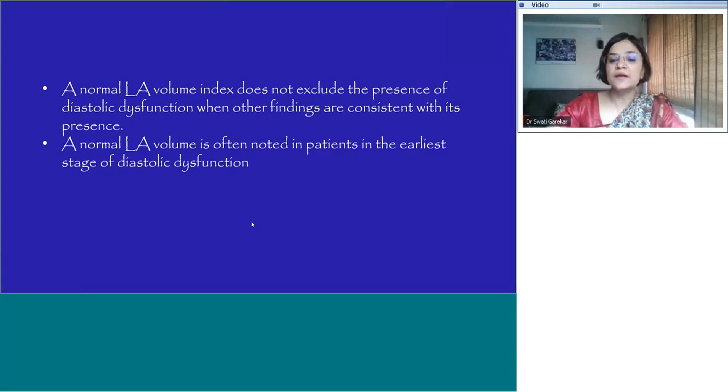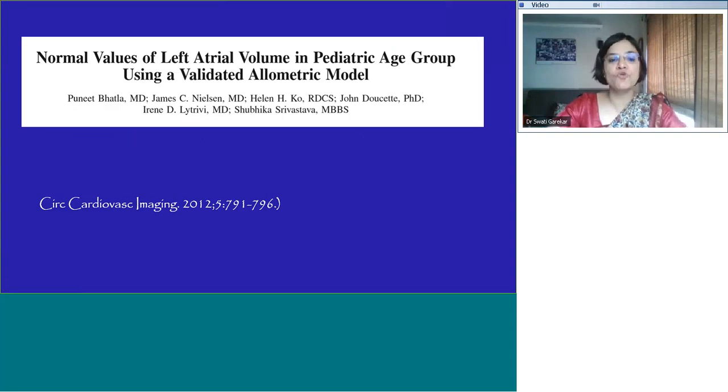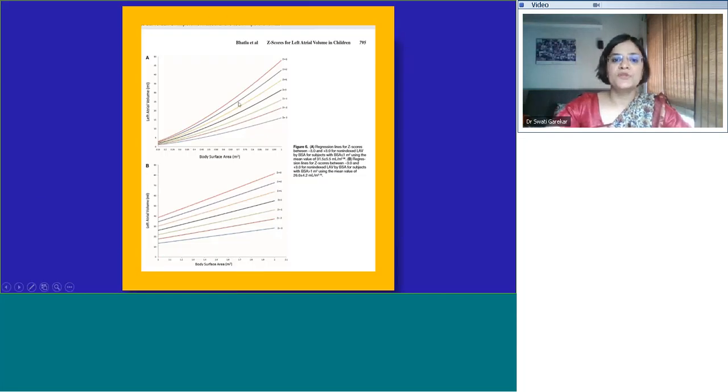Also remember that in early diastolic dysfunction, LA volume will be normal. LA volume increases as your left atrial pressure increases. We do have normative data, so this is from 2012. You can use these Z scores to see if your left atrial volume is normal or not.